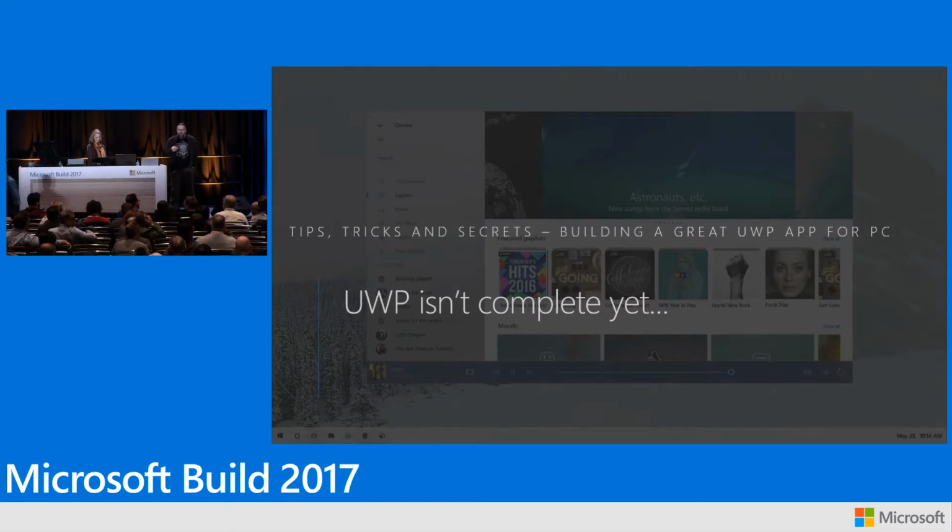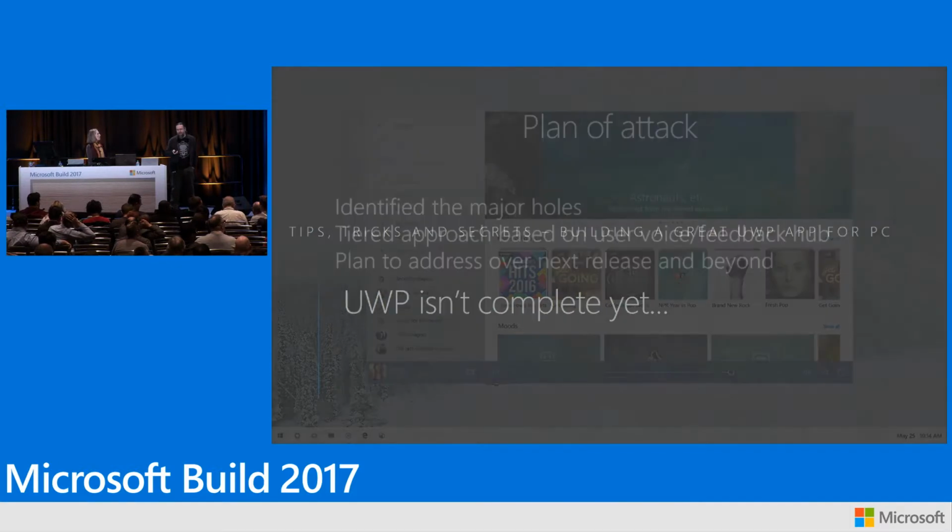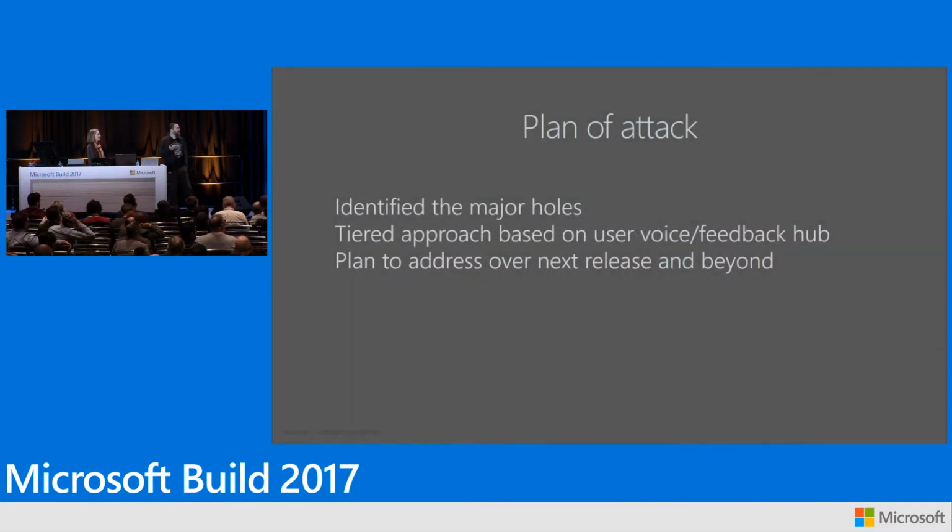So UWP isn't complete yet. It's a journey, and we're on that journey. But we have a plan of attack. We have identified the major holes, and we're taking a tiered approach to tackle those. And this is based on user feedback we get on user voice, on the feedback hub, but also internally from all our teams that are betting big on UWP. And we plan to address those gaps in priority order in the next update and beyond.